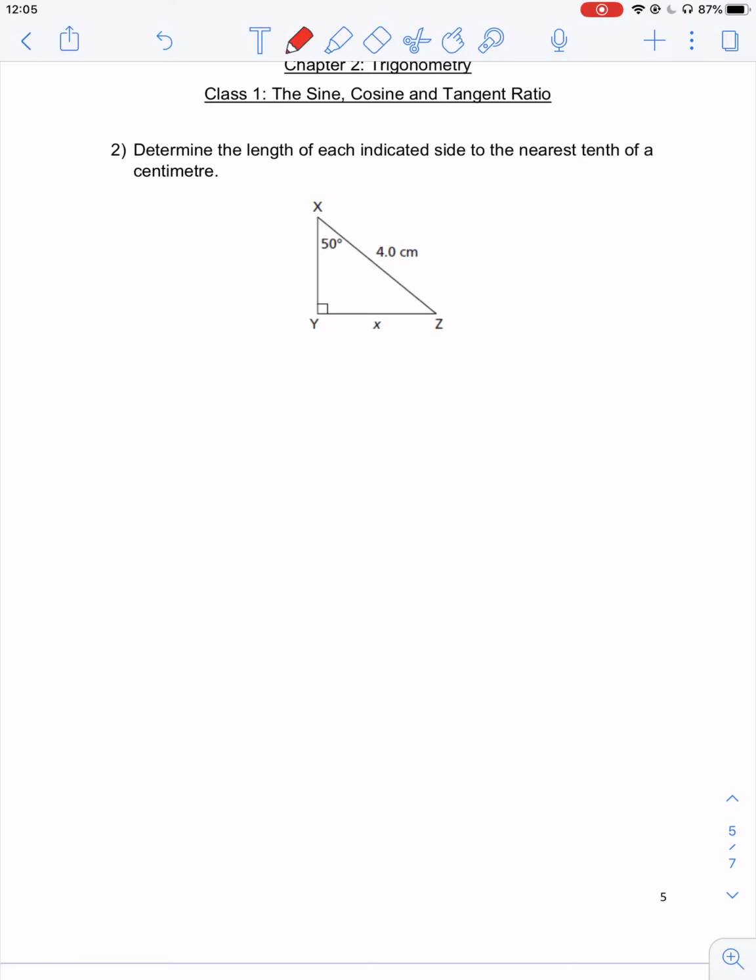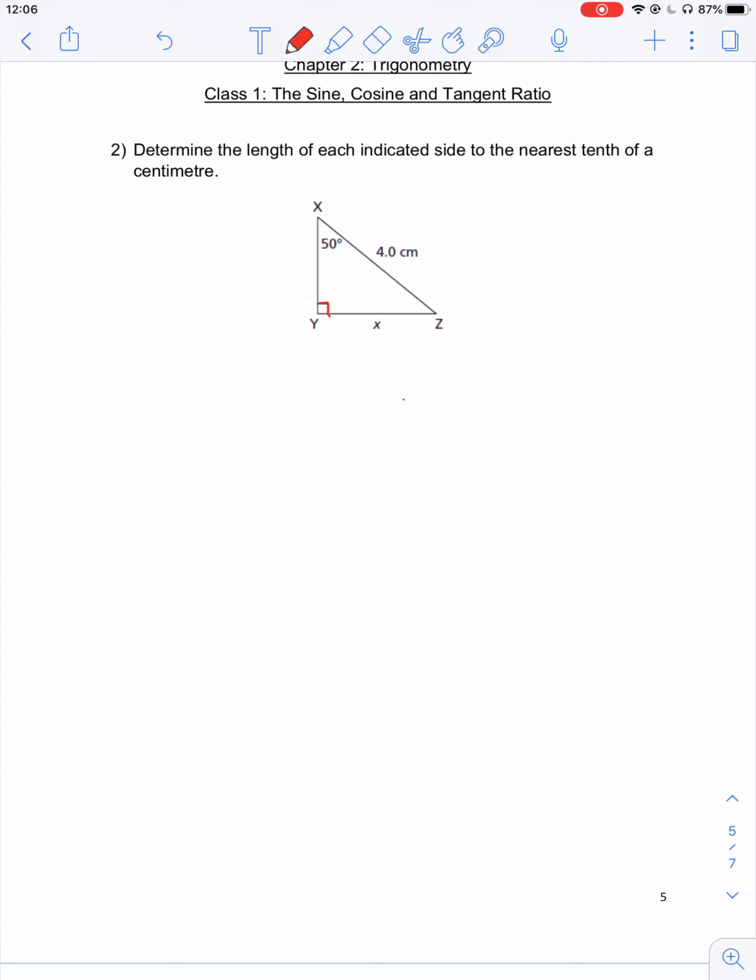This is a right angle triangle because it has a 90-degree angle. Unfortunately, I cannot use the Pythagorean theorem because this side is missing, and that side is also missing. So two of my sides are missing. I can't really use the Pythagorean theorem, but I can use SOHCAHTOA because I know one of the angles. It's 50. One side is given to me, and I have an extra angle besides this 90. So I can use SOHCAHTOA. But the question becomes, what should I use?